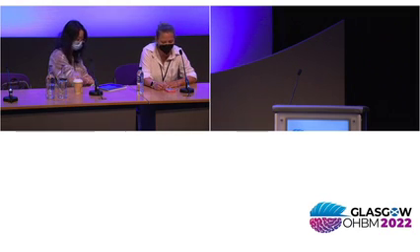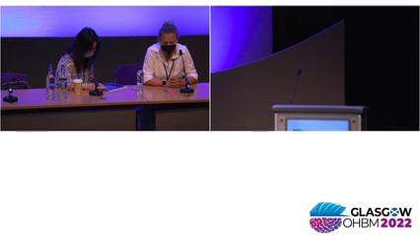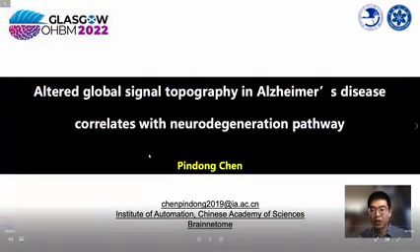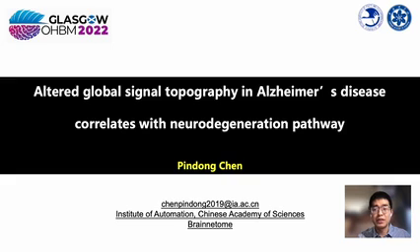We're moving on to our next speaker, who unfortunately can't be with us today. That's Pin-Dong Chen, but we're going to have a video with the title Altered Global Signal Topography in Alzheimer's Disease Correlates with Neurodegeneration Pathways. Hello everyone, my name is Pin-Dong Chen. I'm a PhD student in the Institute of Automation, Chinese Academy of Sciences. It's my honor to have a chance to share my study, Altered Global Signal Topography in Alzheimer's Disease Correlates with Neurodegeneration Pathways.